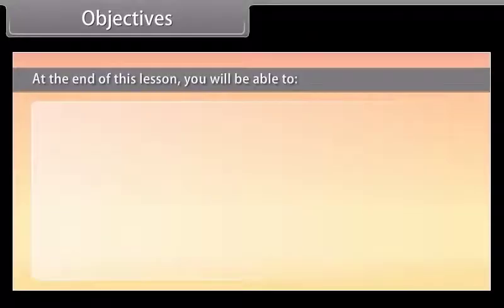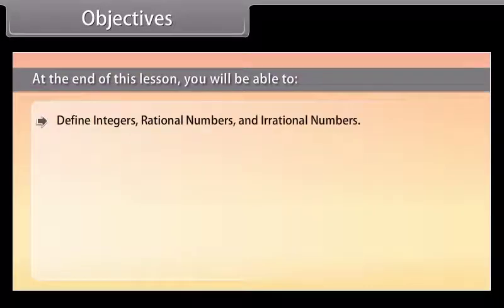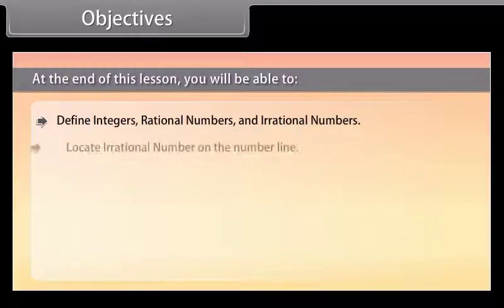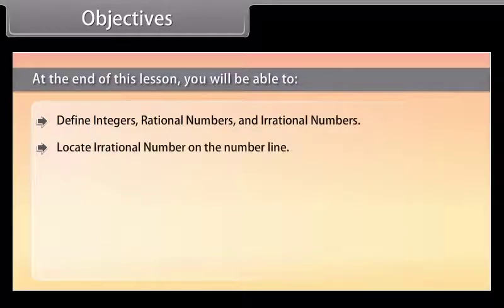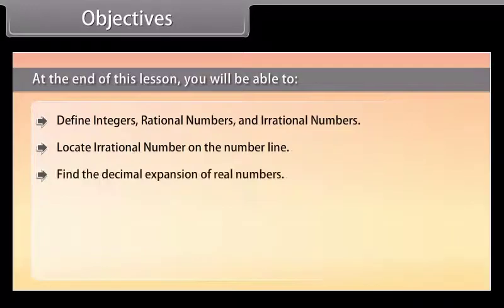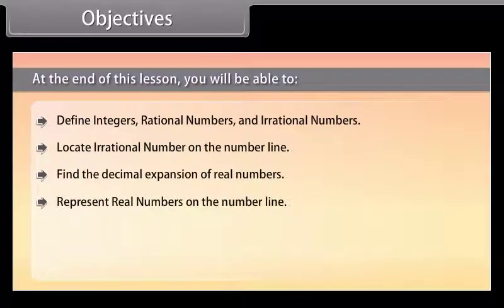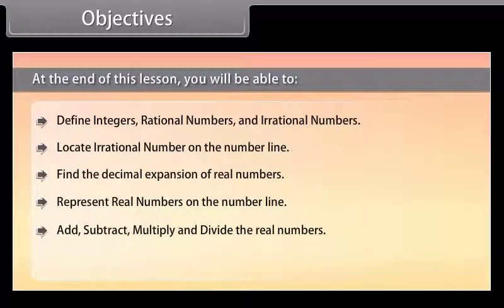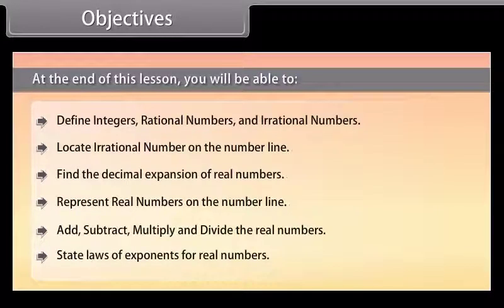Objectives. At the end of this lesson, you will be able to define integers, rational numbers, and irrational numbers. Locate irrational numbers on the number line. Find the decimal expansion of real numbers. Represent real numbers on the number line. Add, subtract, multiply, and divide the real numbers, and state laws of exponents for real numbers.